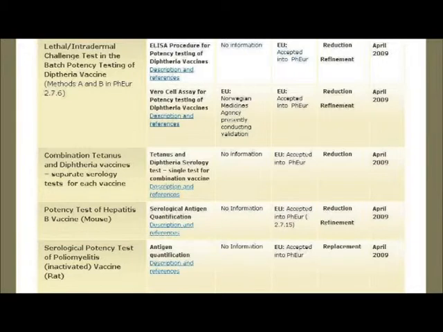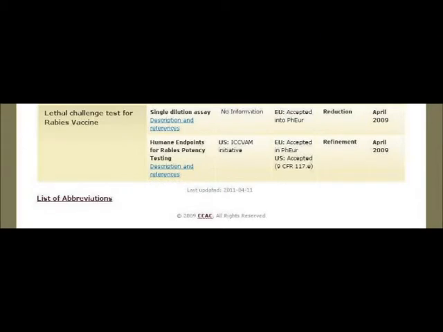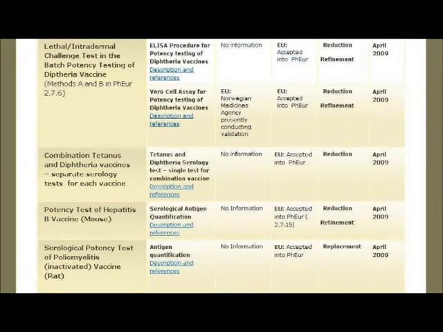The next one reads potency test of hepatitis B vaccine, brackets mouse. And the next one reads serological potency test of poliomyelitis inactivated vaccine, brackets rat. And this last one reads lethal challenge test for rabies vaccines. In the second column we can see the alternative tests. So the alternative test to the serological potency test of poliomyelitis vaccine is the antigen quantification.